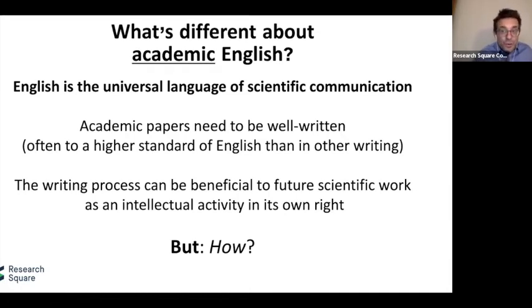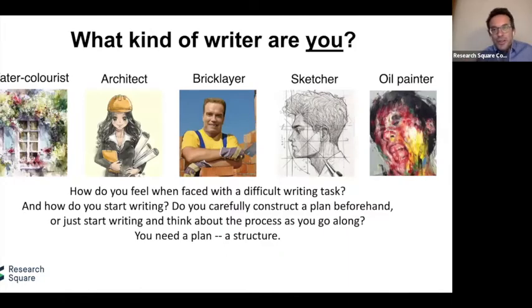You can take training courses, you can get help, you can listen to the mistakes that other authors have made in the past. You can think about how you can more effectively communicate your research to international journals. And you can ask yourself, how do you feel when faced with a difficult writing task? How do you start the writing process? Do you carefully construct a plan beforehand, or do you just start writing and think about the process as you go along? Because if you're not like Arnold, the bricklayer here, you should have a plan in place before you begin your writing process.